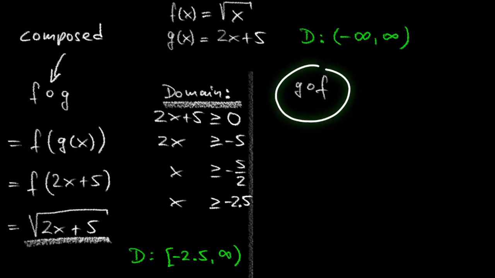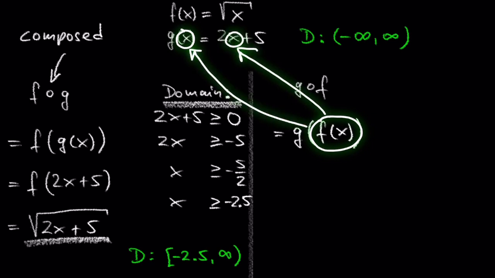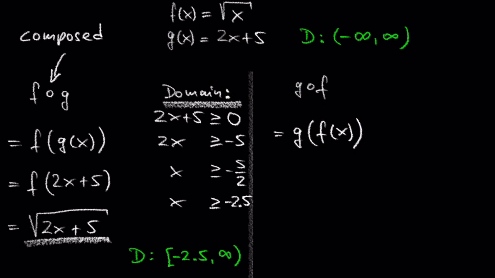Let's look at g composed with f. Feel free to pause the video and try this on your own. G composed with f means g of f of x. So we're going to plug in f of x into the function g everywhere we have an x. So we get g of the square root of x, which is then 2 times the square root of x plus 5.